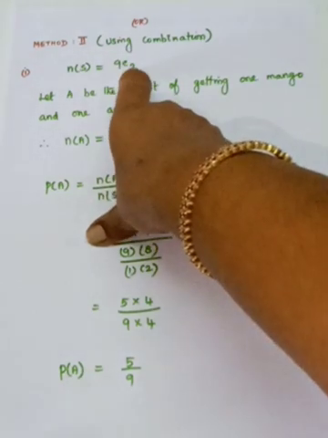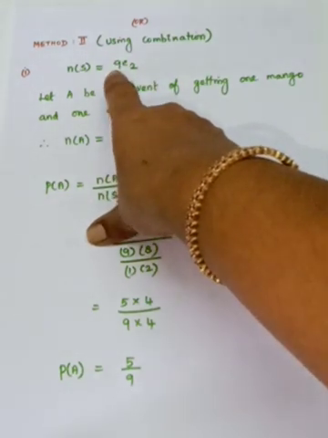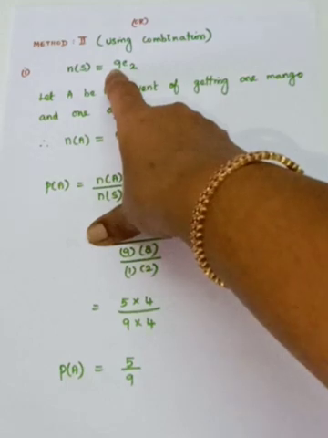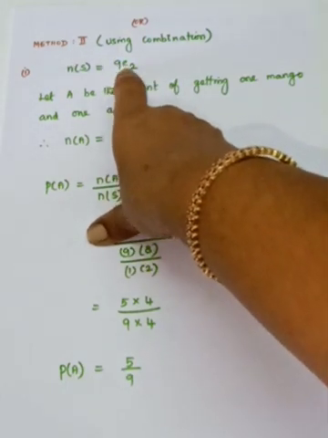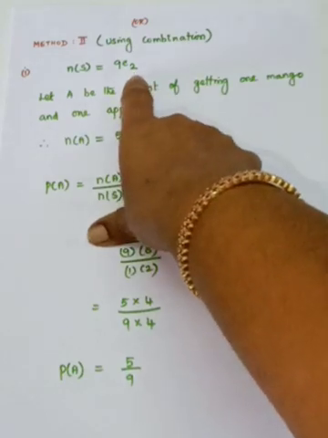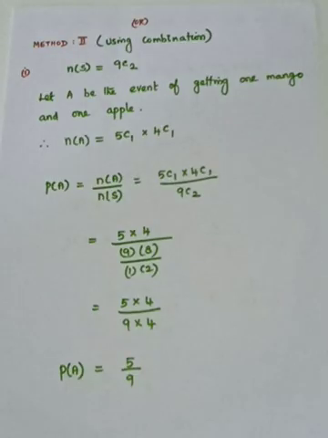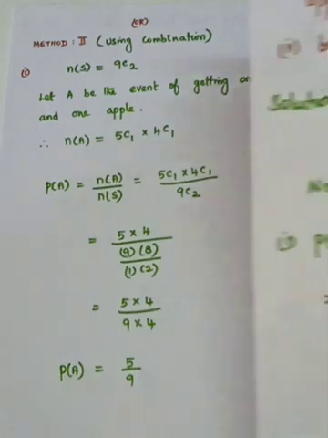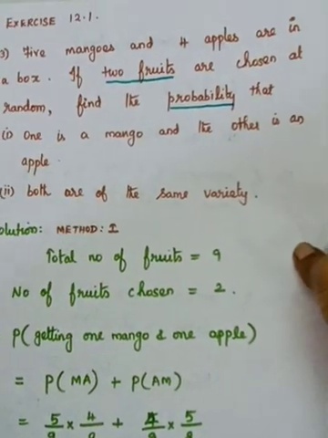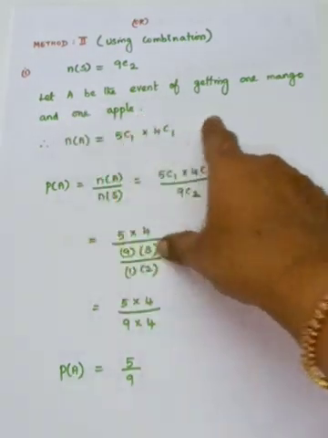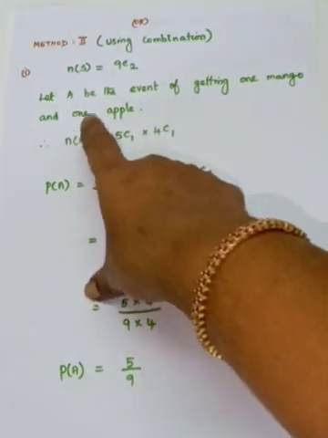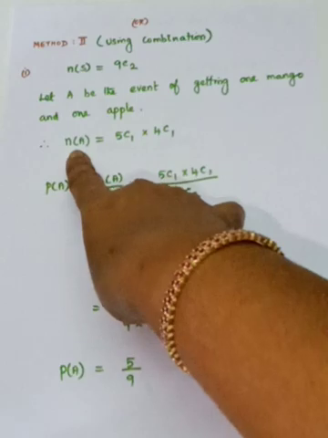What is 9C2? Totally 9 fruits are there, and you have to take 2 fruits at a time, so it can be done in 9C2 ways. Next, you see the first subdivision. What is asked? One is a mango and another is an apple. First, let A be the event of getting 1 mango and 1 apple. Now I am going to write n of A.